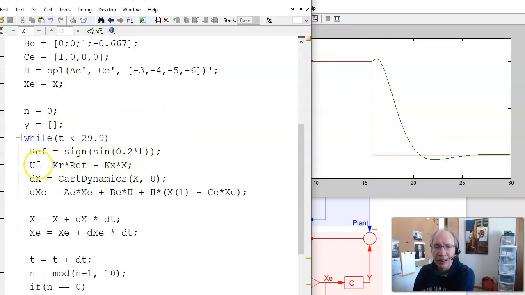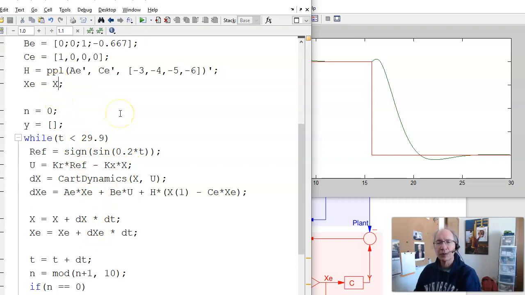Now I want to simulate it. Whatever I do to U, this is how I find U. U applies to the actual cart and applies to the observer. In addition, I feed back H times the difference between the actual output and the estimated output. Integrate the plant, integrate the observer, and here I'm feeding back the actual states.